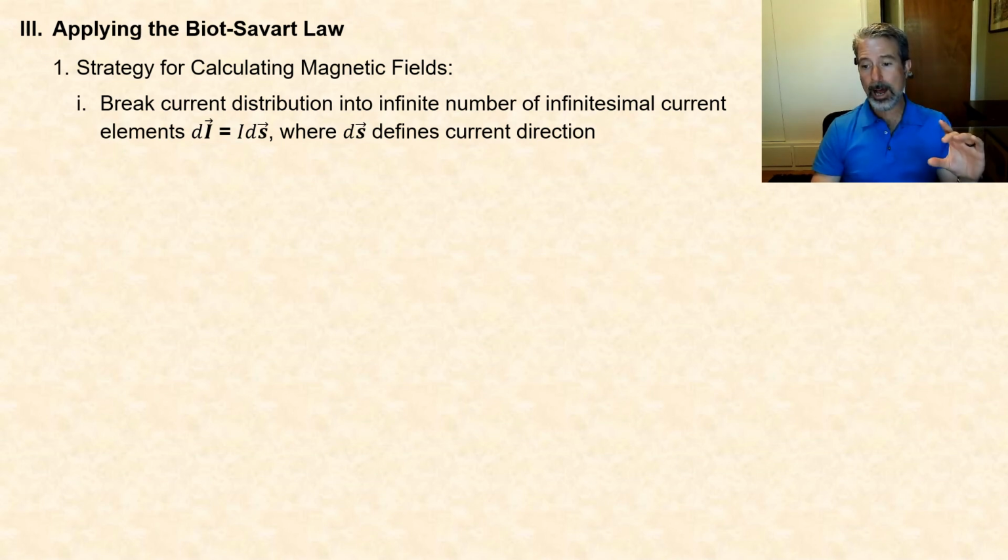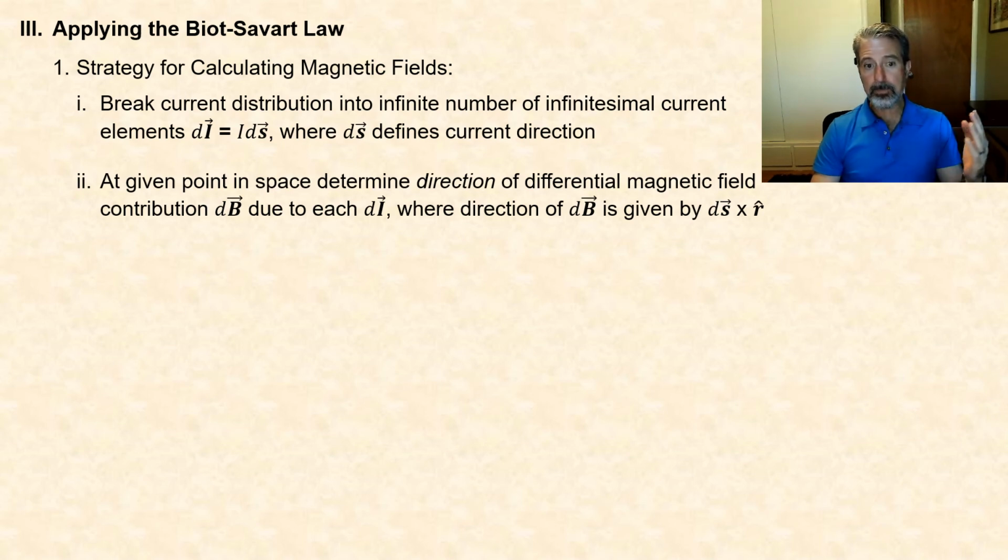I just want to point out, remember that for Coulomb's law, dq, each charge element, was not a vector quantity, but now we're saying that this current element not only has a magnitude, it also has a direction. And the magnitude of dI is given by the current I. The direction of the current is given by this displacement vector ds, which defines the direction of the current for each of these little current elements.